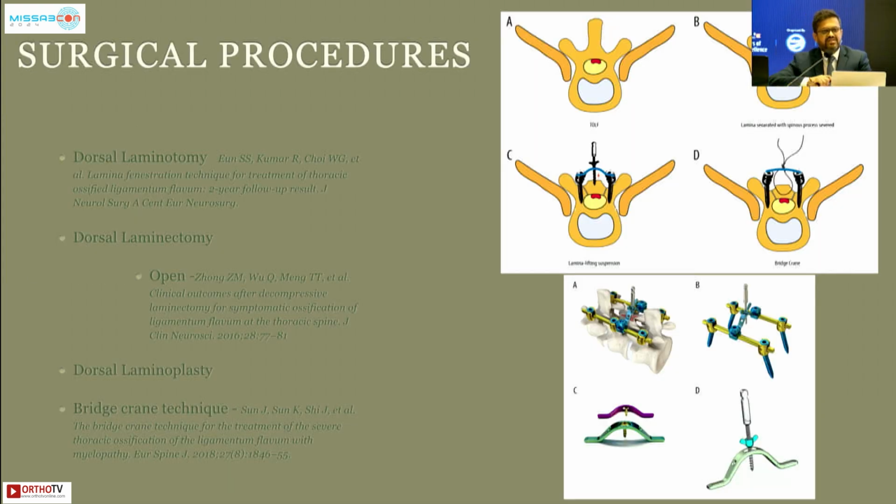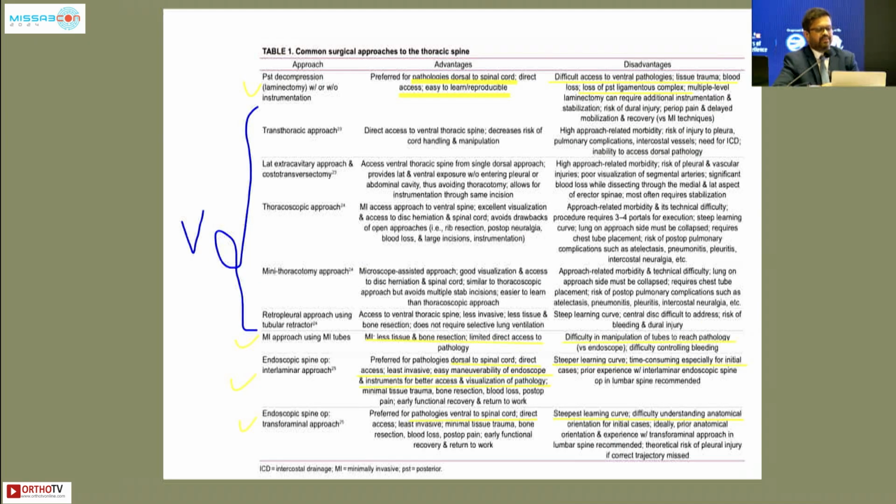There is no conservative line of treatment for this. The surgical procedures are dorsal laminotomy, dorsal laminectomy, open and MIS, dorsal laminoplasty, and of historical importance, the bridge crane technique or lamina lifting suspension techniques, which are no more followed. This is a table showing all the dorsal procedures performed for dorsal myelopathy. I will focus on the MIS.